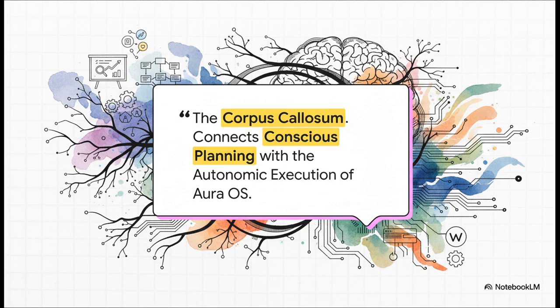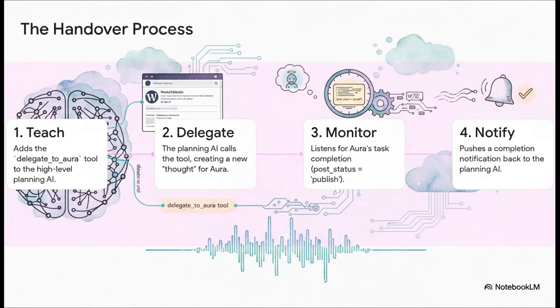And that's exactly its job here, to be the bridge that connects high-level, conscious planning with the raw, autonomic power of Aura OS. So how does it actually make that connection? The process is just so elegant. It happens in 4 simple steps. First, Neuralink teaches the planning AI a new trick by giving it a tool called Delegate to Aura. Then, when the planning AI needs a big job done, it just uses that tool.